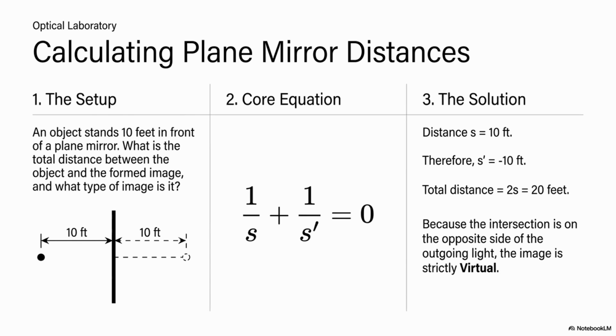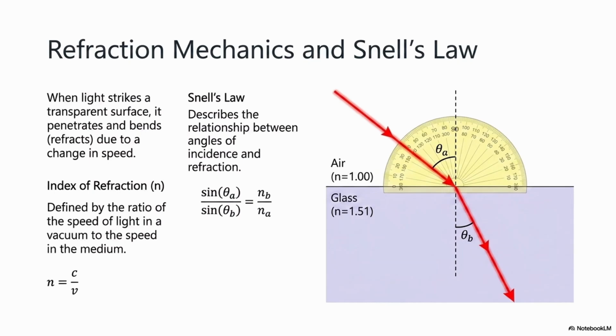But what about when light doesn't bounce, but actually penetrates a surface? Moving to slide 7, we look at refraction mechanics and Snell's law. So refraction is the bending of light when it strikes a transparent surface, like a glass window or a pool of water. It doesn't pass straight through, its path physically pivots. And it pivots because its speed changes, right?